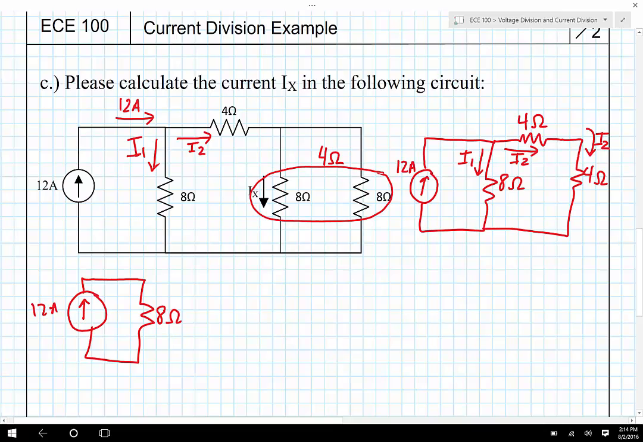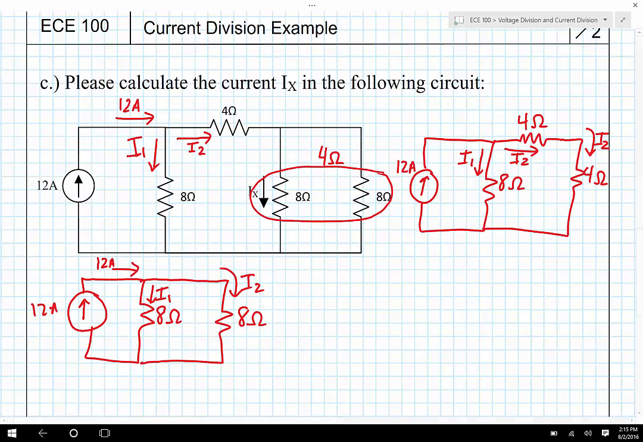And then those two 4 ohm resistors in series add up to 8 ohms. So you get 8 ohms as well. This is I2, and this is I1. And lo and behold, we've got a parallel pair of resistors with a known amount of current flowing into the combination. So this is 12 amps flowing in, and an unknown amount of current flowing through each of them.